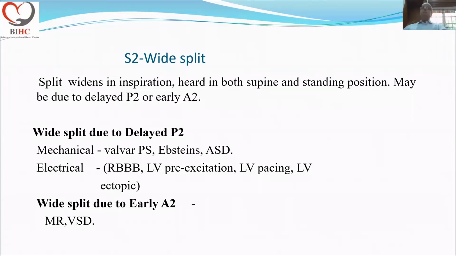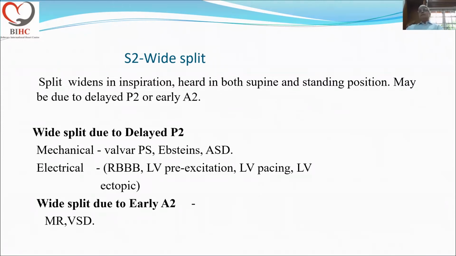The delay in P2 can be a mechanical one. Mechanical meaning the RV is taking a longer time to eject. This happens in pulmonary stenosis, in Ebstein's anomaly with the dysfunctioning right ventricle, and ASD because of the larger volume of blood that is there. This is all mechanical delay.